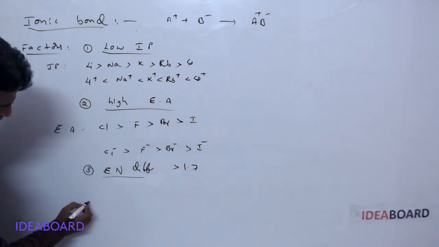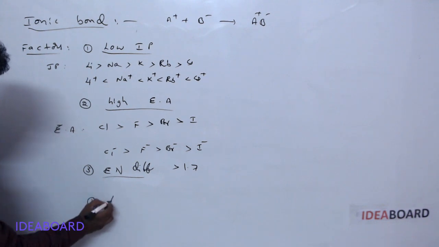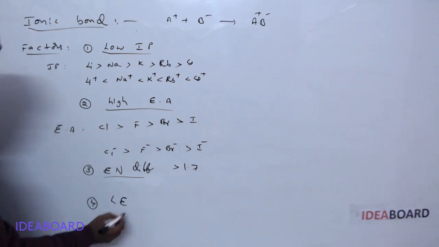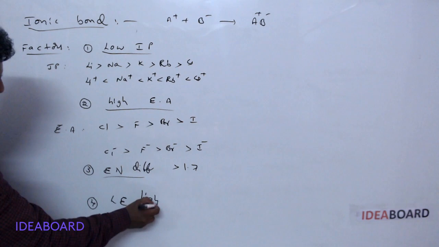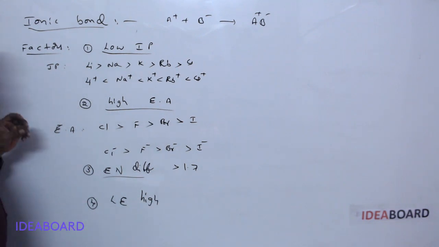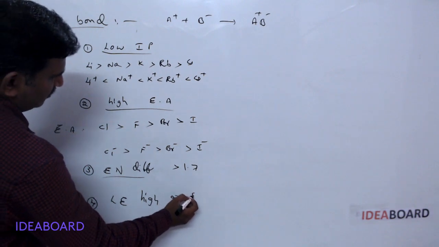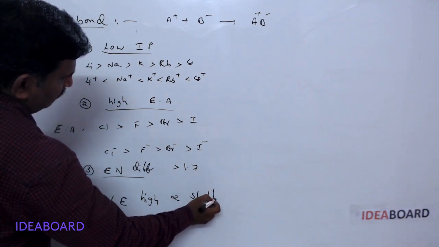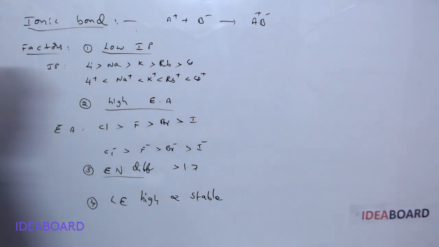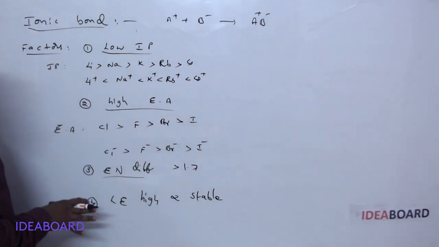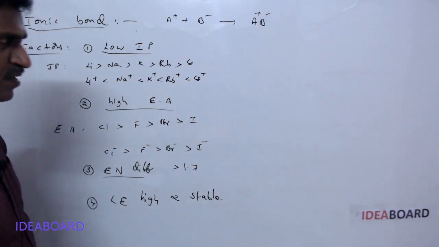And the fourth important point is lattice energy. If the lattice energy is high, they form ionic compounds. Whenever lattice energy is high, they become more stable. Okay, these four are the important points for the formation of ionic bond.